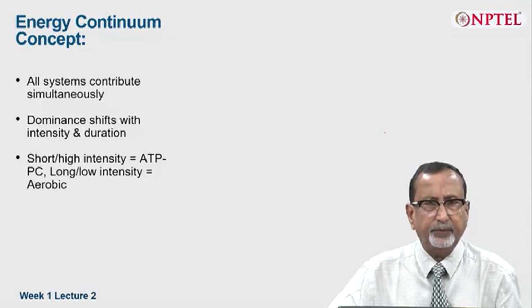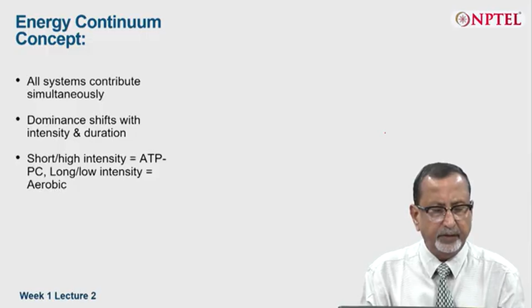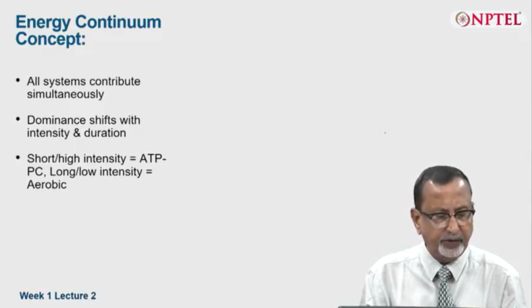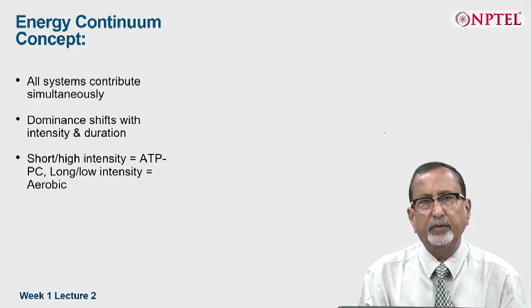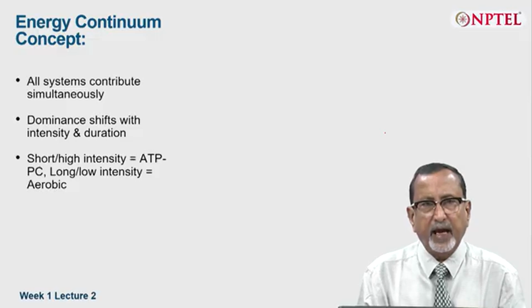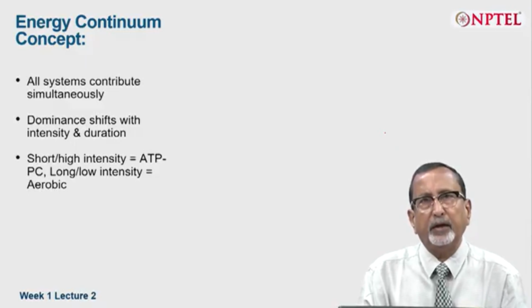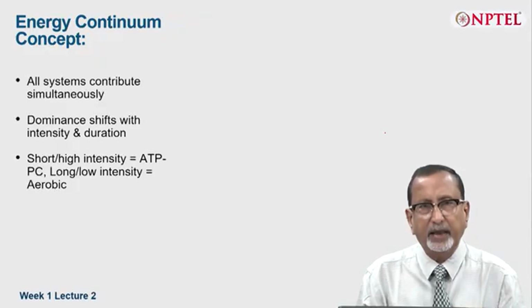Energy continuum concept. When we talk about it, all systems contribute simultaneously, and dominance shifts with intensity and duration, as I have already mentioned. For short, high intensity, the ATP-CP or ATP-phosphocreatine system is predominant, and for long, low intensity it will be the aerobic system. In between, if the intensity is high and the duration is 40 to 45 seconds, then the anaerobic glycolytic system, also called the lactic acid system, is the predominant energy source.